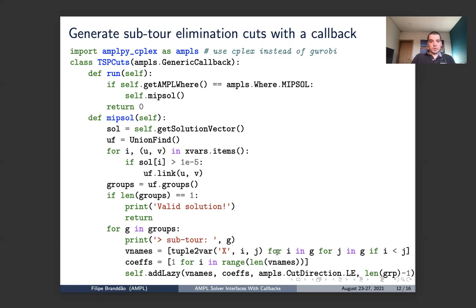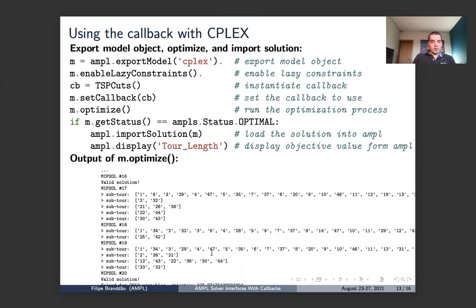And what happens when we use this? Okay, and first, how can we use this? In this case, we are going to use CPLEX, export the CPLEX model, enable lazy constraints because we are using lazy constraints to exclude the solutions, instantiate the callback, set the callback that we want to use in the model object, optimize, check if the solution is optimal. If it is optimal, import the solution and display the total length. Okay, in here I'm not showing it, but at the end we are finding an optimal solution.